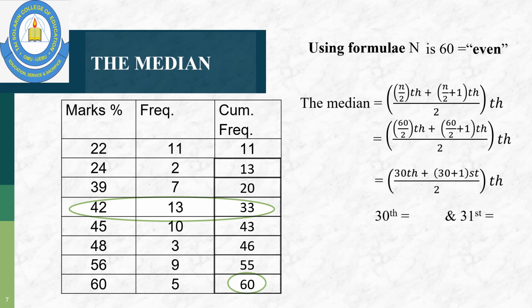So in this column now, we have the 30th falling in 42, and our 31st also falls in the group of 42. So what we do now is that you add the two together and divide by 2, then you get your value for the median, which is 42. So whether you use the formula method or the arrangement method, you should get the same answer.